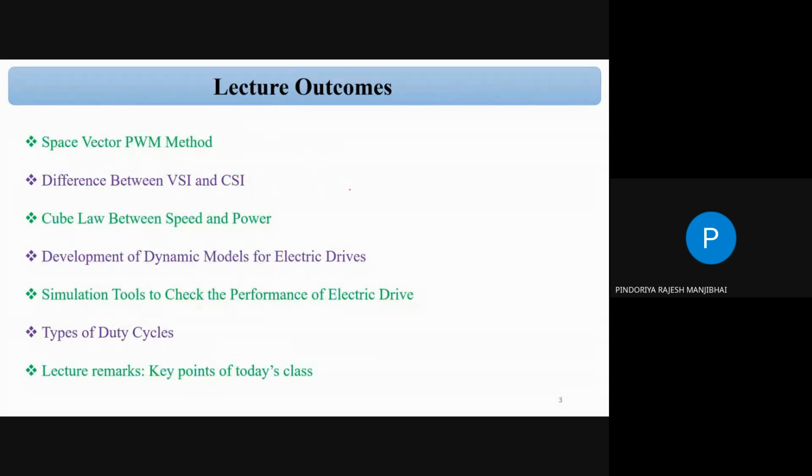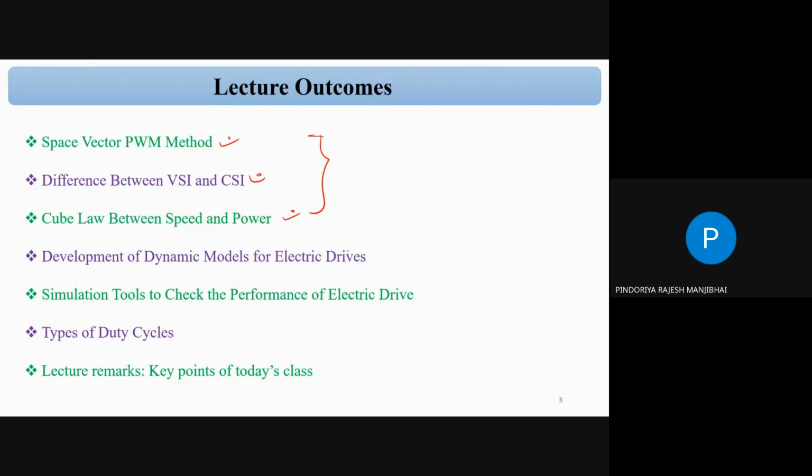From the previous class I got 3 to 4 queries: the space vector PWM method, the difference between VSI and CSI, and the cube law between speed and power. First, I will discuss these three topics. There is a short overview of the space vector PWM method, then the difference between VSI and CSI, and then the cube law. In the last class, I said the cube law, but I was wrong at that time. I worked it out on the cube law, and then finally I got the answer.